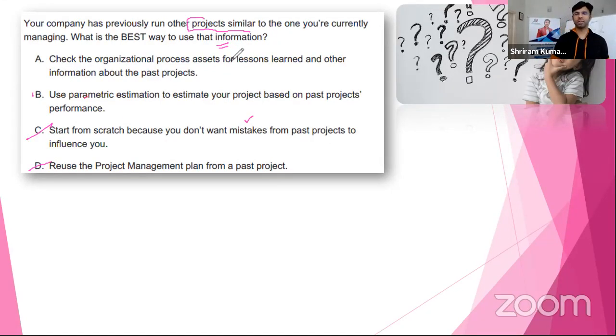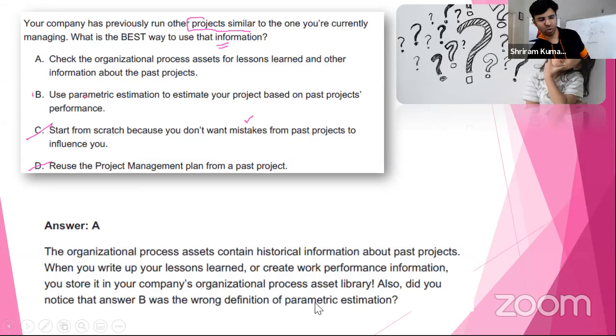Now, the question is, there is a similar project and what's the best way to use the information? When they say best way, chances are you may touch base with something called OPA, right? OPA stands for Organizational Process Assets. This is a place where you have the repository of all the lessons learned. So what is the best way? The best way is to take these lessons learned, which can be useful for your project, not for parametric calculation, not for reusing the plans, right?